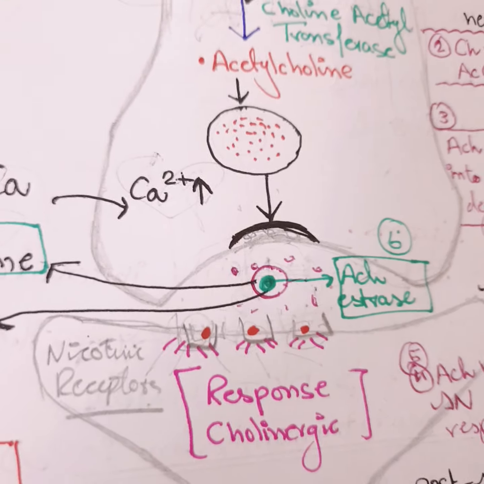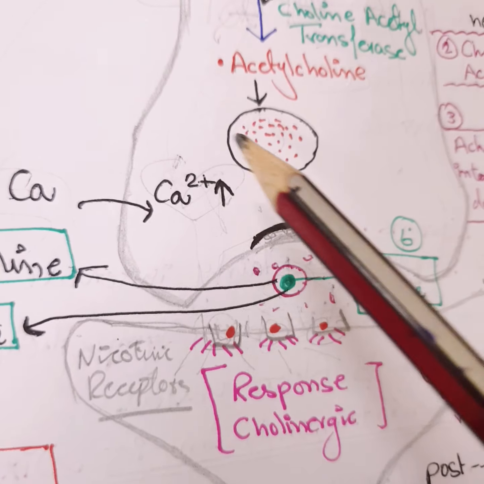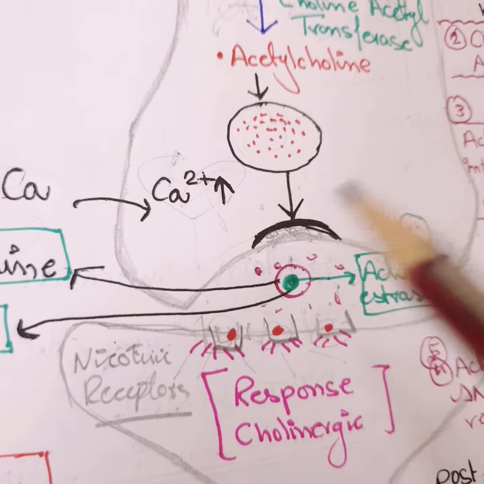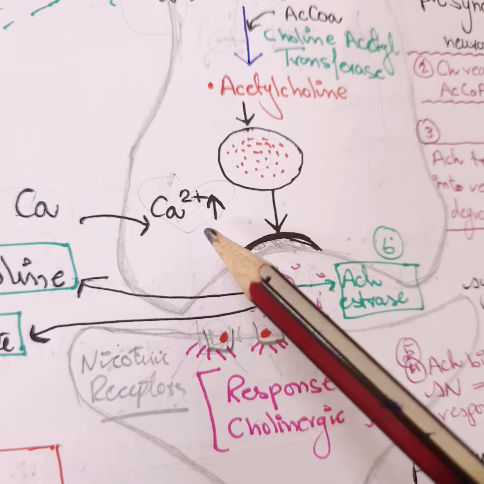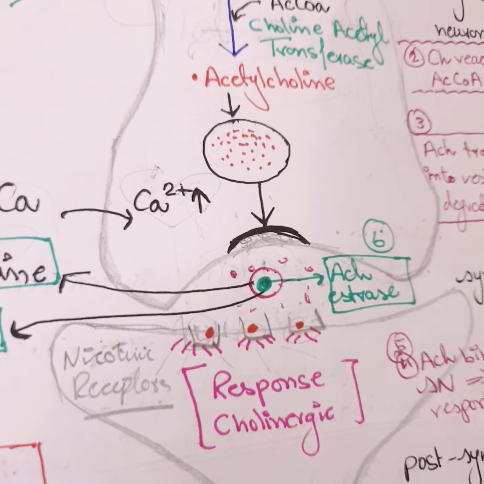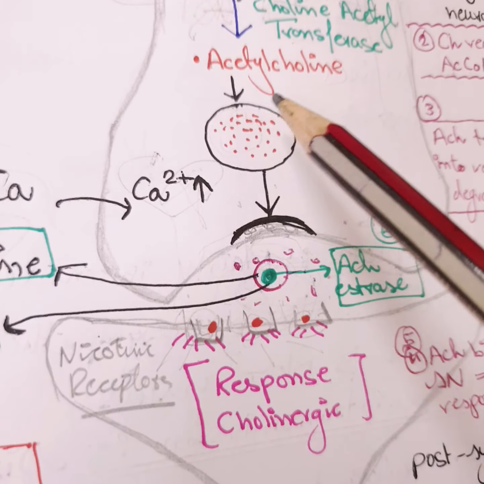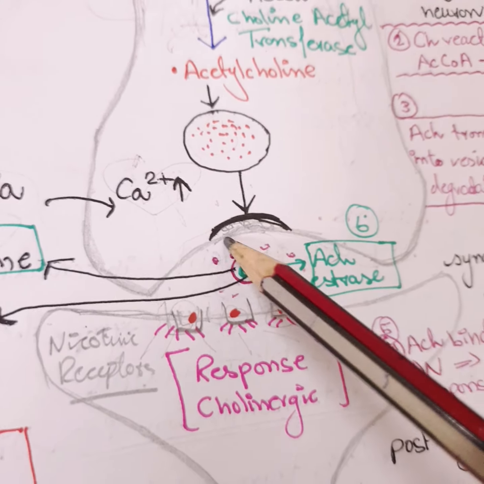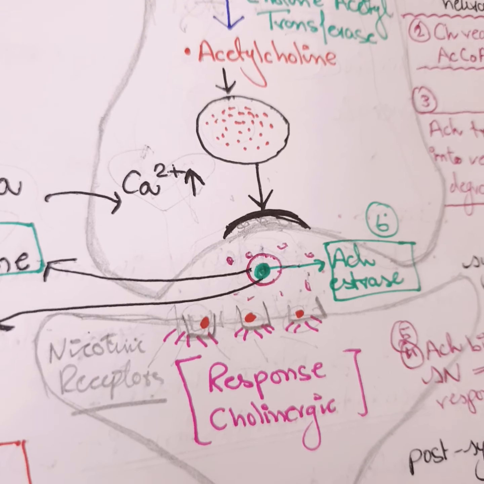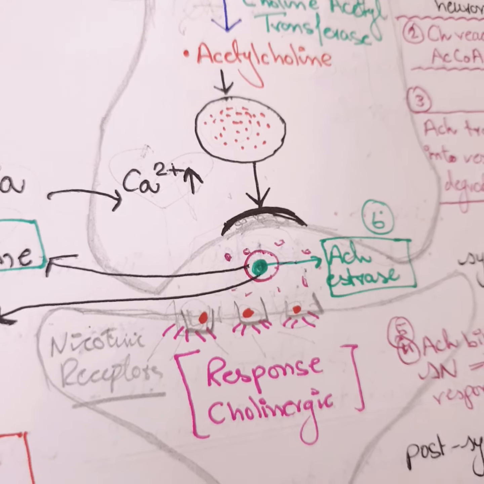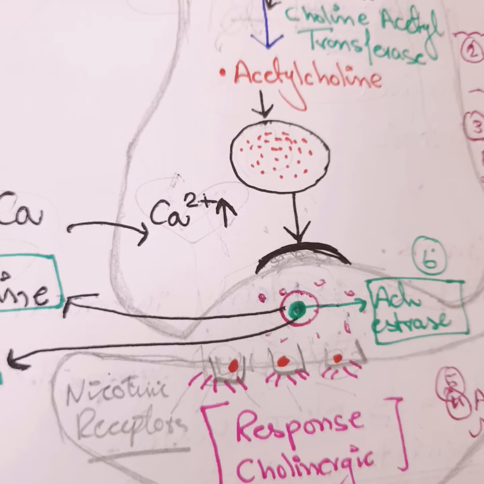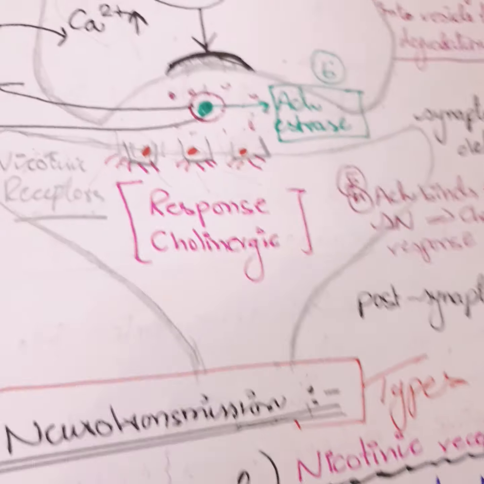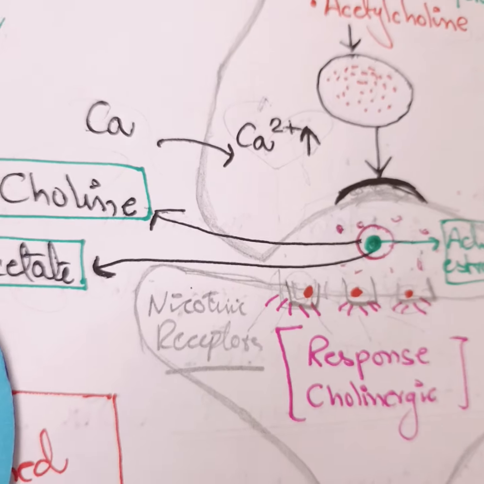Now in the fourth step, the calcium ion will increase inside the cell. The calcium channels open, calcium increases intracellularly, and at the same time the acetylcholine will gather here in order to prepare themselves to get out of the presynaptic neuron and enter the synaptic cleft, from where they will get transported to the postsynaptic neuron here.